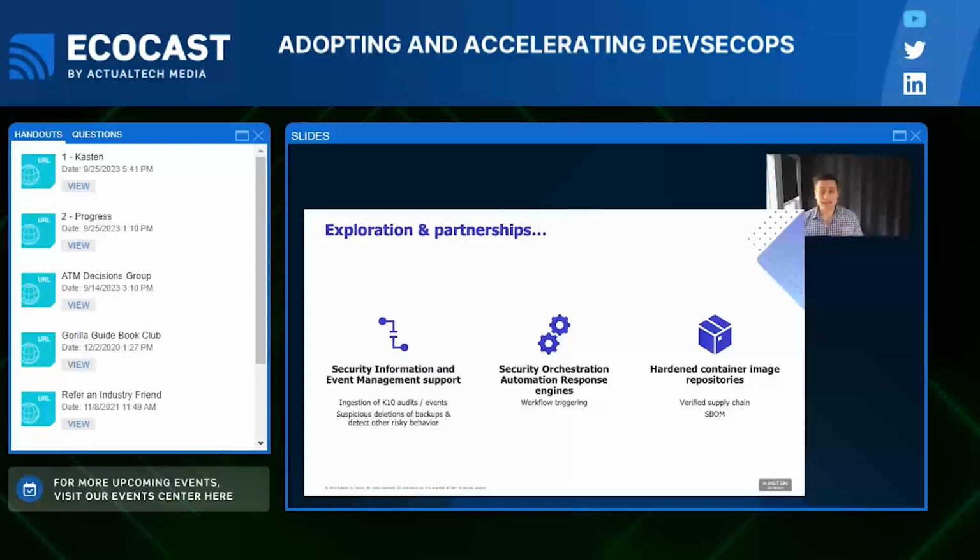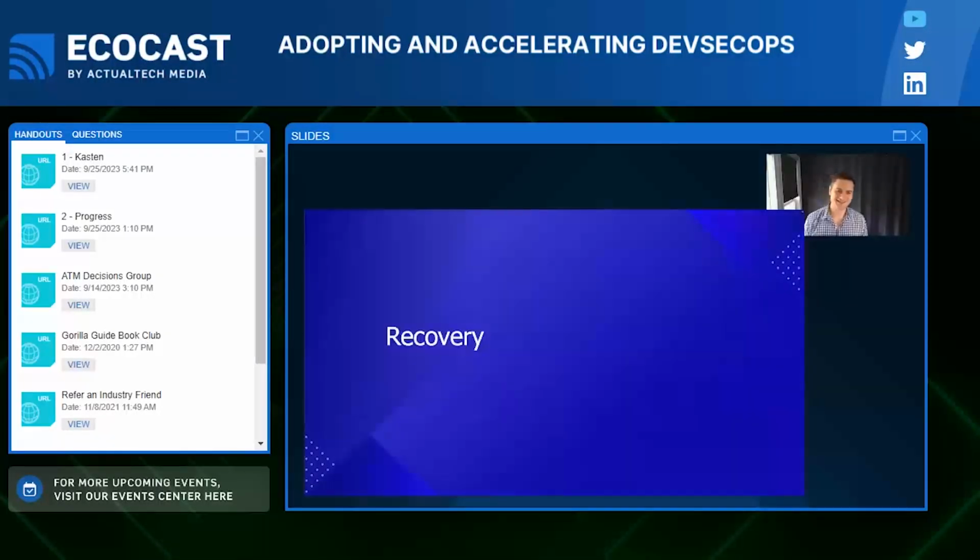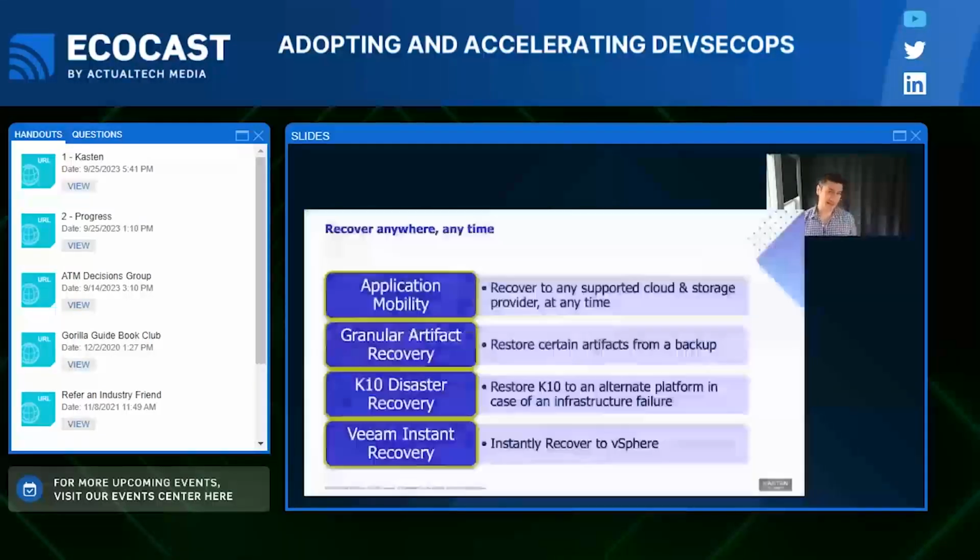We've got plenty of partnerships, which we'll get to here in a second. We are currently working on being onboarded into Iron Bank's hardened container image repository. We talked about some of our orchestration, automated response engines, and security information and event management support. Keep an eye out for that, especially ahead of KubeCon. We've got some big announcements coming in that space. I don't think we have a poll, so we're going to skip past that.